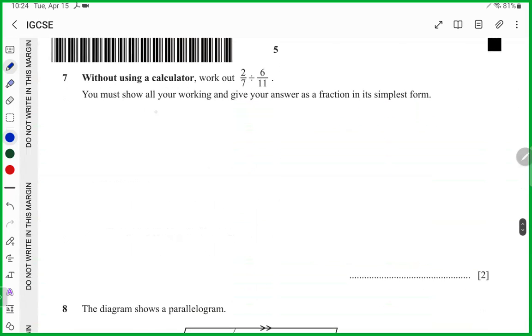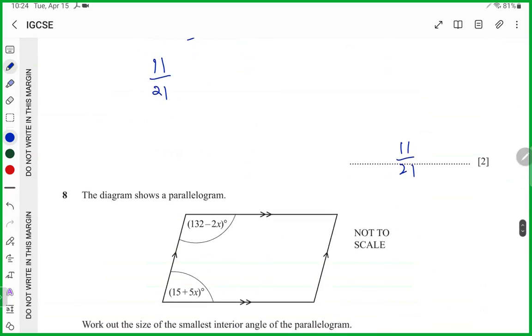Without using calculator, 2 divided by 7 into 11 divided by 6, we know that when we simplify it, it's going to be 11 divided by 21. So this is the simplest form that we have to write. So it's going to be 11 divided by 21.